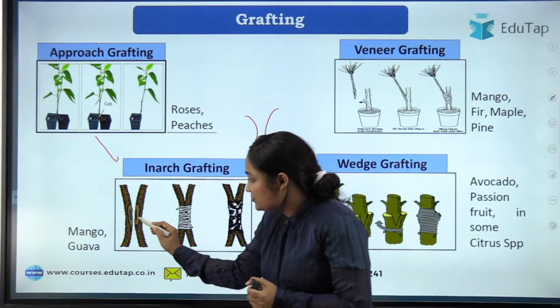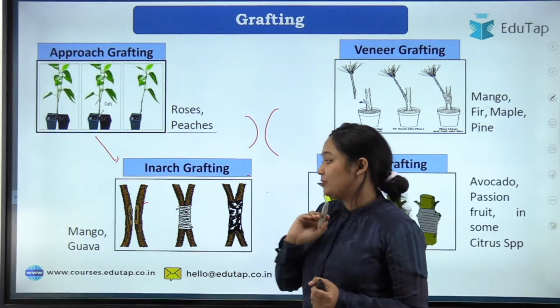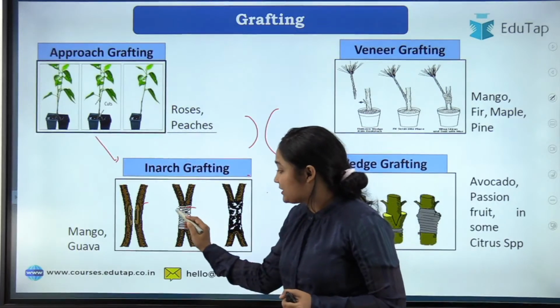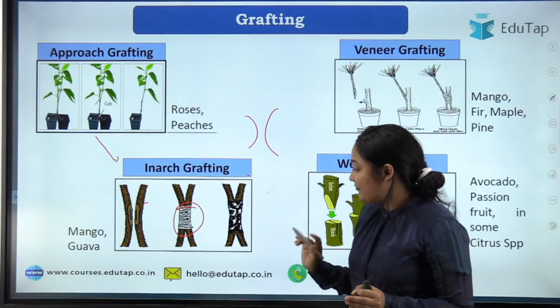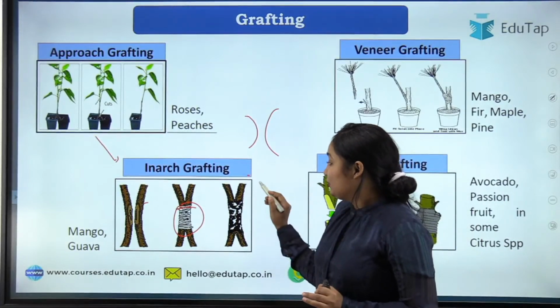Then again we will remove some part of stem from here, some part of stem from there. Then we will close it completely, seal it. Then what will happen after some time, slowly what we do is V cutting.